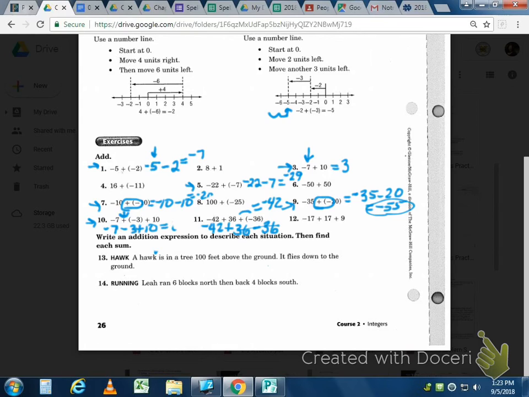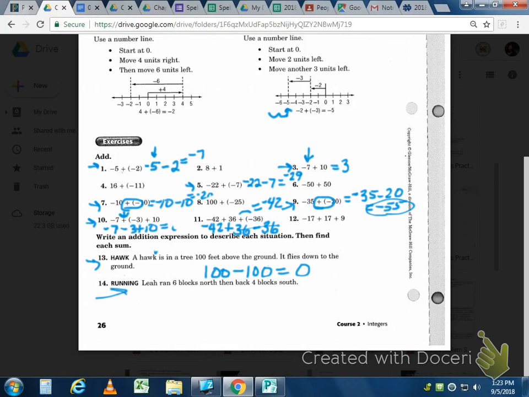Okay, write an addition expression to describe each situation, then find the sum. Okay, so a hawk is 100 feet above the ground. So what integer would that be, 100 feet above the ground, Jacob? 100. Now, if it flies down to the ground, what's that mean, Jacob? He goes down 100, and then he ends up where? At 0. Okay, any questions about that?